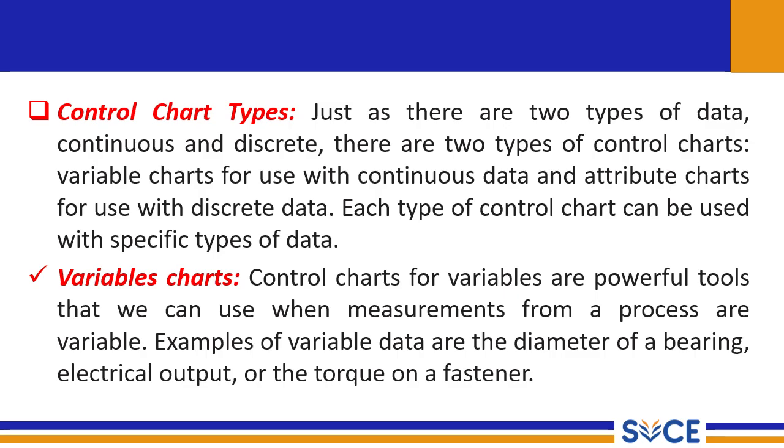Control chart types. There are two types of data, continuous and discrete, and there are two types of control chart: the variable chart for continuous data and the attribute chart for discrete data.